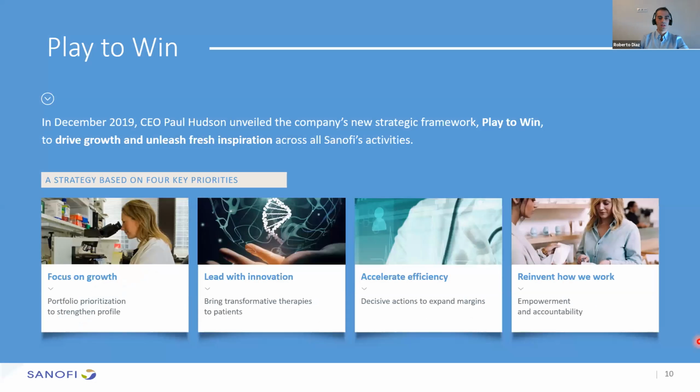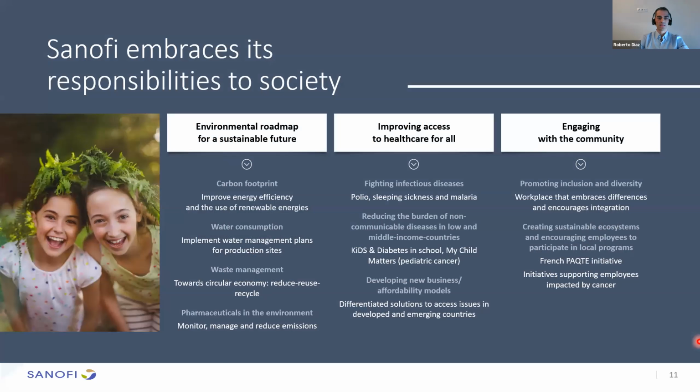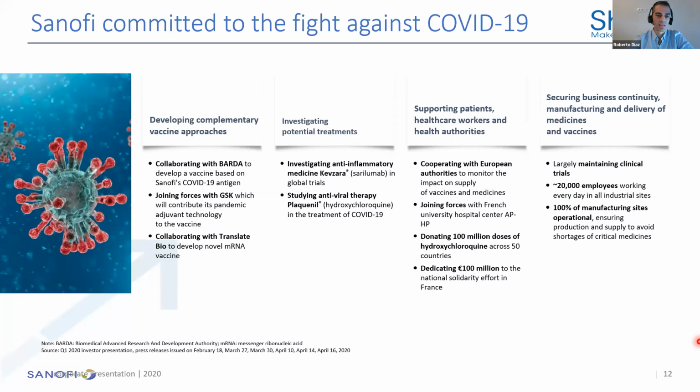So Paul Hudson brought the Play to Win, which is the new strategy framework, which is focused on 4 priorities: focus on growth, lead with innovation, accelerate efficiency, and reinvent how we work. Very quickly, Sanofi embraces its responsibilities to society. You can see here several initiatives. Last but not least, as very current news, Sanofi is also committed to fight against COVID by developing vaccines, investigating potential treatments, and so on.